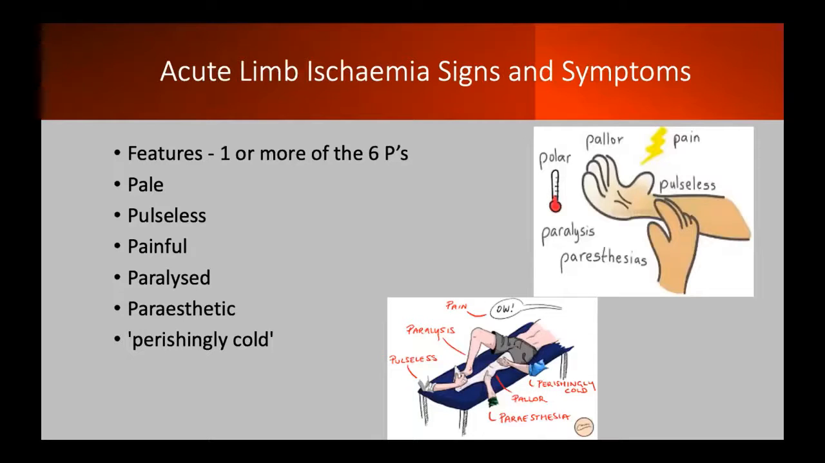So signs and symptoms of acute limb ischemia, the 6 Ps. So pale, pulseless, painful, paralyzed, paresthetic, and piercingly cold. You can see from the picture a lot of just portraying that.